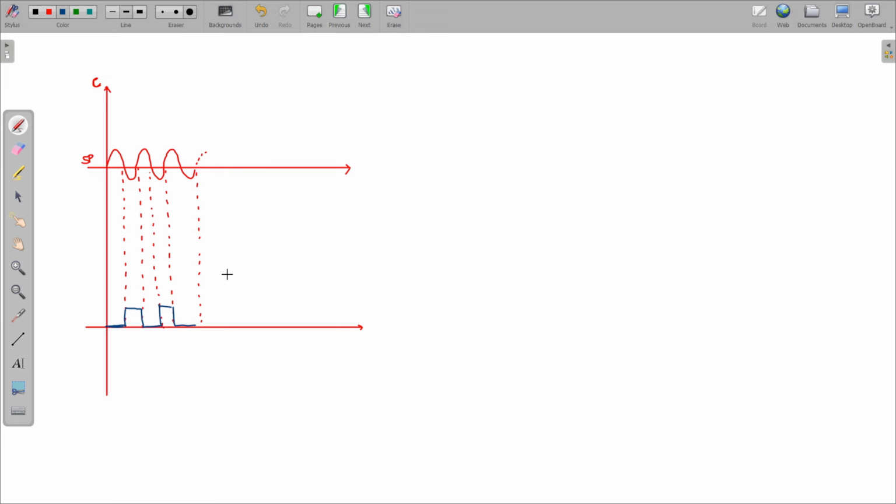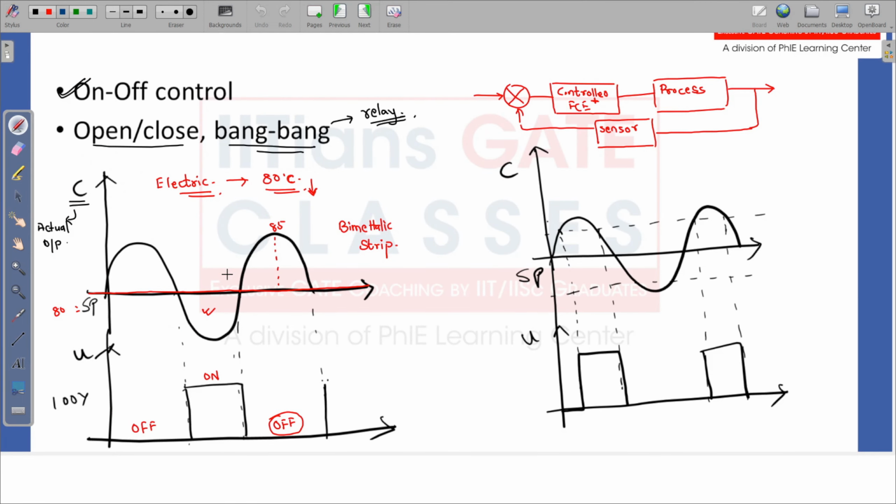When this frequency is very high, my system or my controller can get destroyed, because continuously it is getting energized, de-energized, energized, de-energized. Even if you have a simple switch at home with a bulb connected to it, if you switch the bulb on and off multiple times in a very short interval, your bulb might get fused. To avoid the same thing in such processes, we have a neutral band. So in this neutral band, what happens?